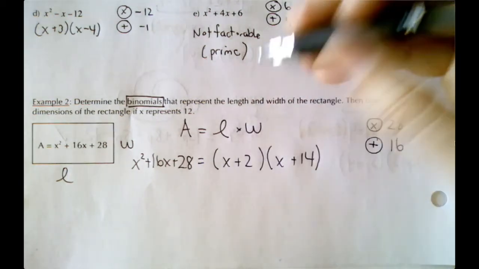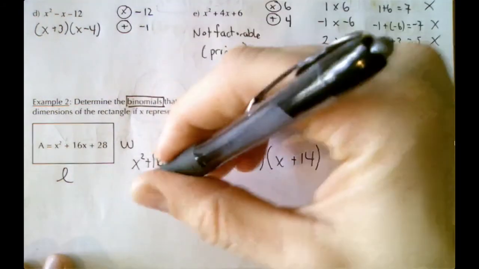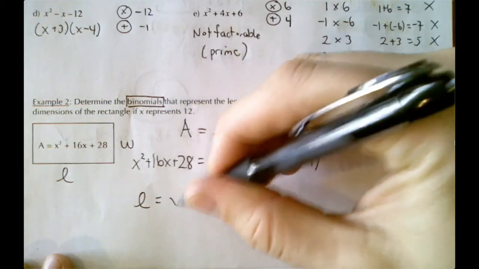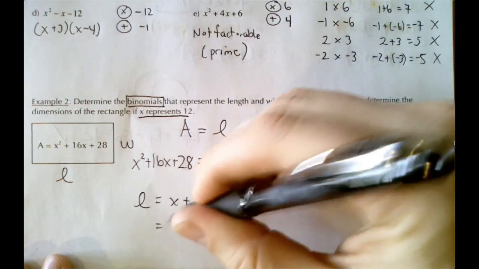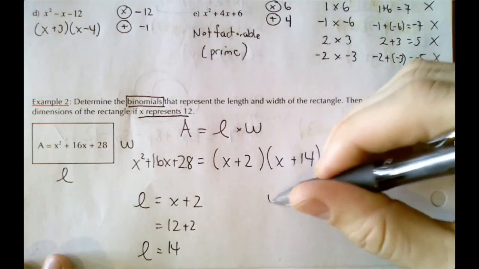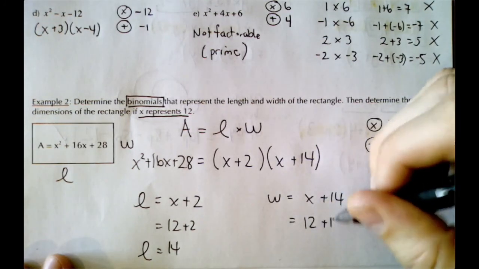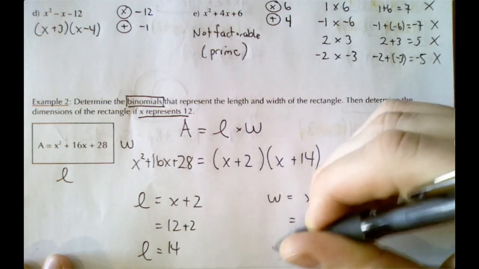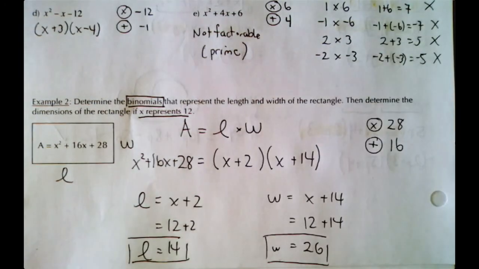Now we've factored, so we can call the first bracket our length and the second bracket our width, or vice versa, it doesn't matter. So let's say our length is x plus 2. And it says, tell me the dimensions if x is 12. Well, the length would then be 12 plus 2, which is 14. And the width is x plus 14. If x is 12, 12 plus 14, that's 26. So we got our width and our length. And that's how we use factoring to find lengths and widths of quadratic areas.